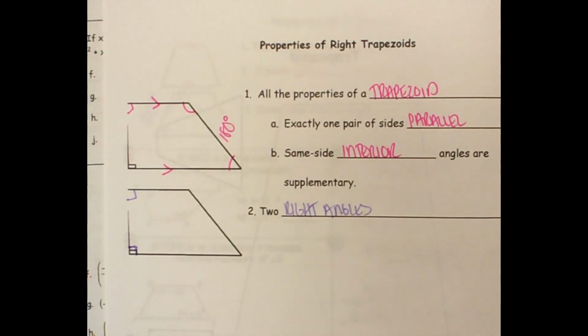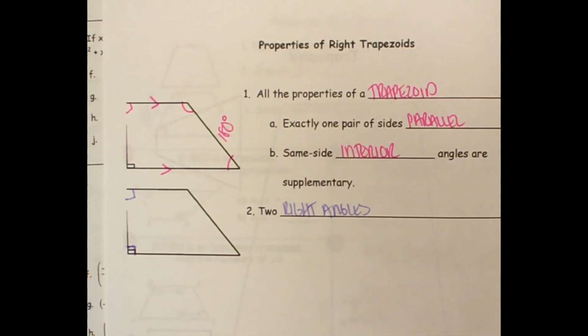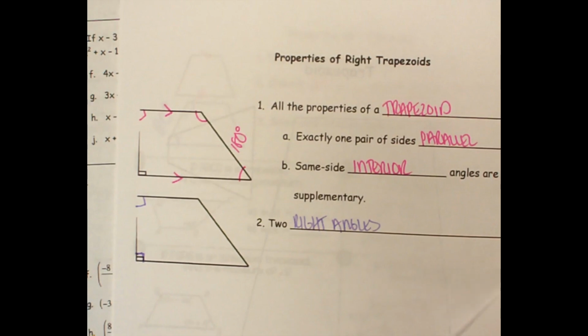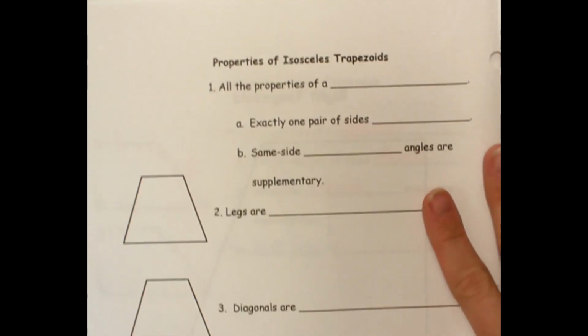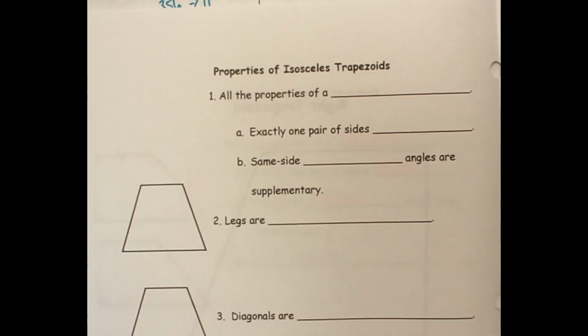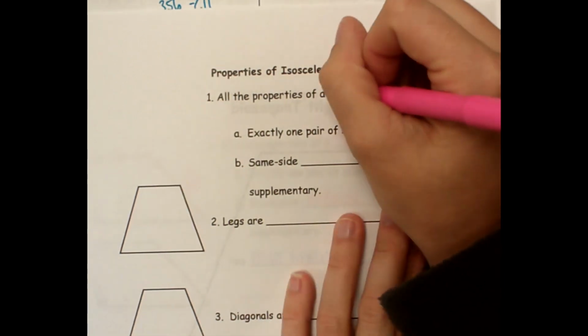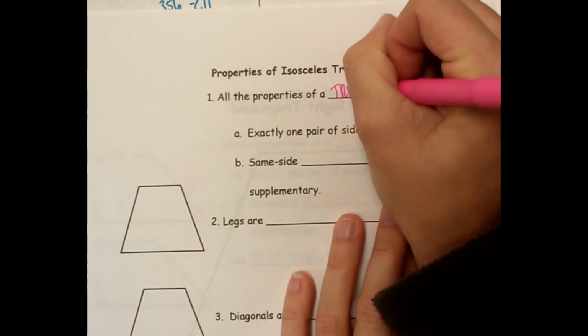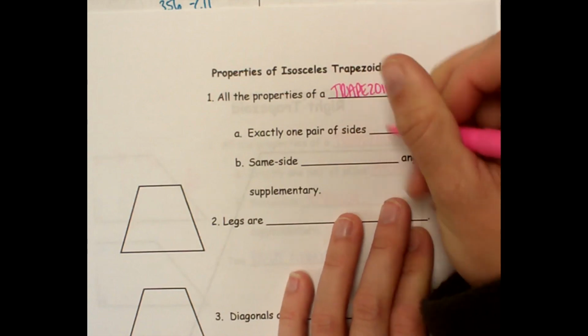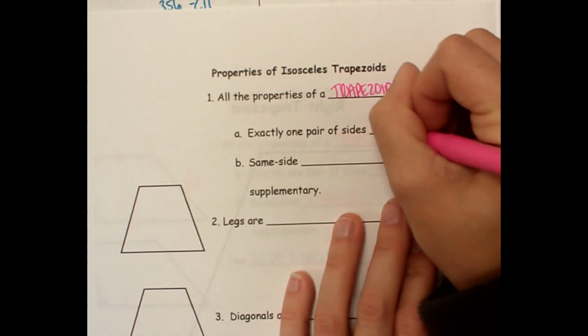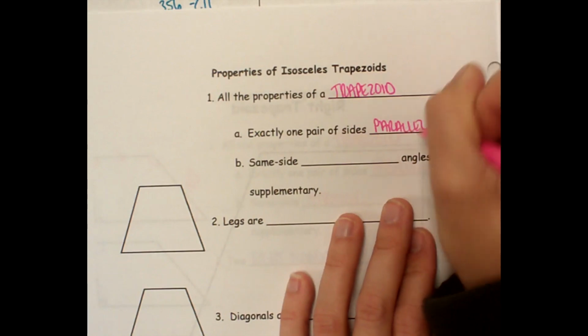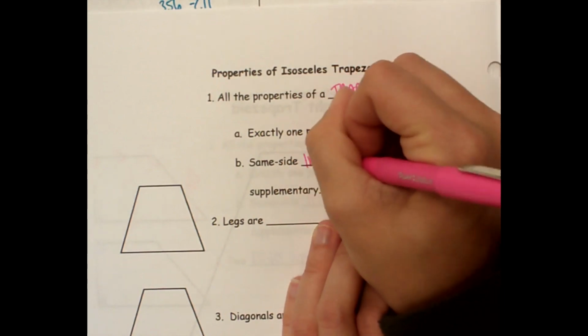So then let's turn the page. Let's look at isosceles trapezoids. I think I've been saying triangles. Trapezoids. So let's look at our isosceles trapezoids. It has all the properties of a trapezoid. Exactly one pair of sides are parallel. Same side interior angles are supplementary.